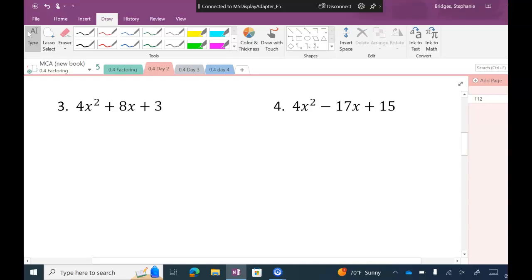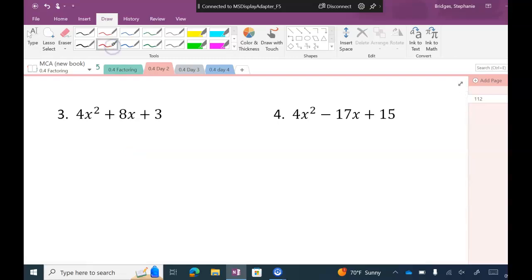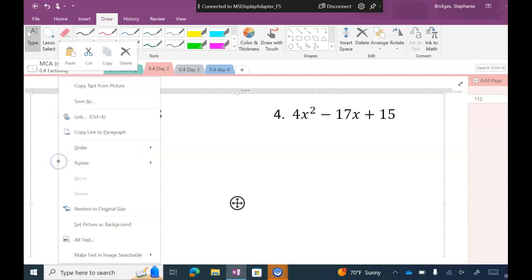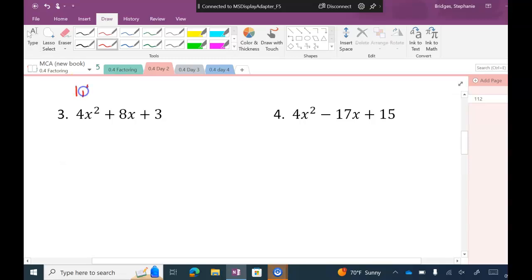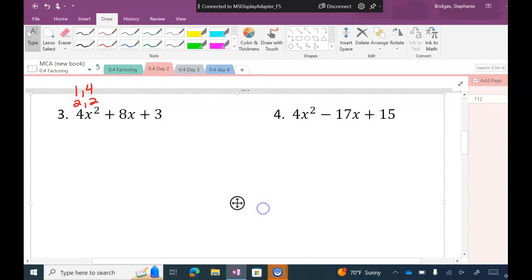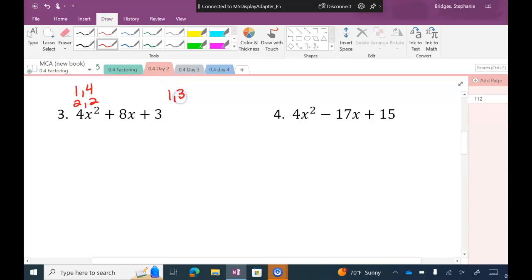Okay. So the next step is to list the factors of the first term. All of my factors are 4. What are they? 1, 4, 2. Yep. 1 and 4, 2 and 2. So we have more options this time. And then we're going to list the factors of the last term. The factors of 3 are 1 and 3.